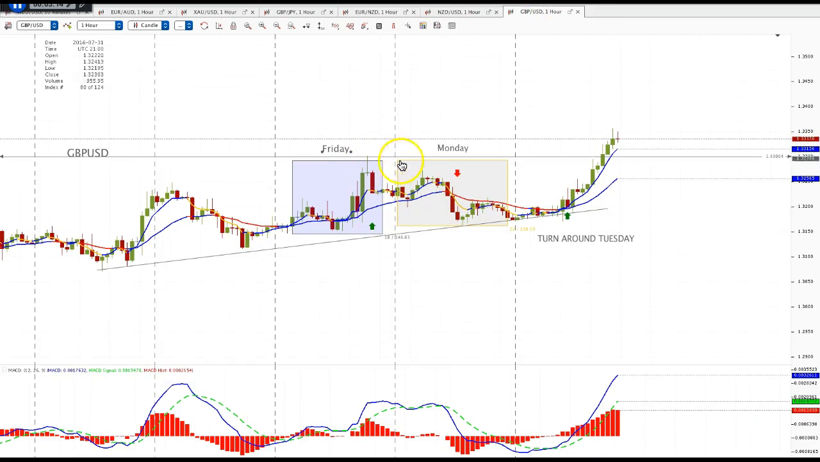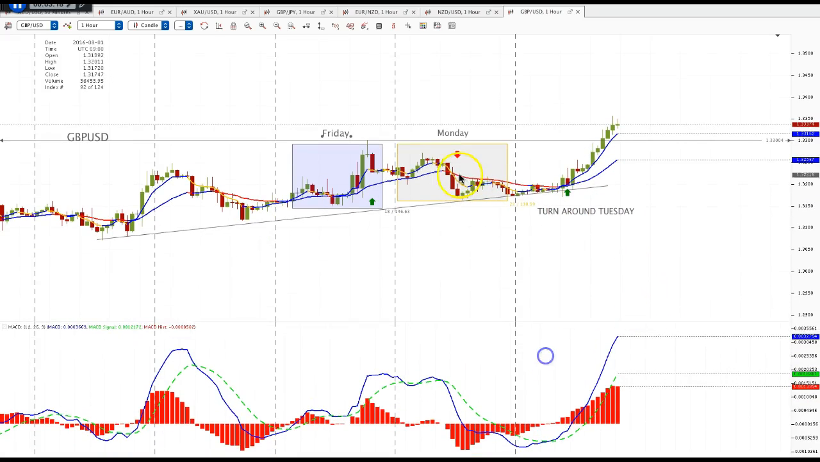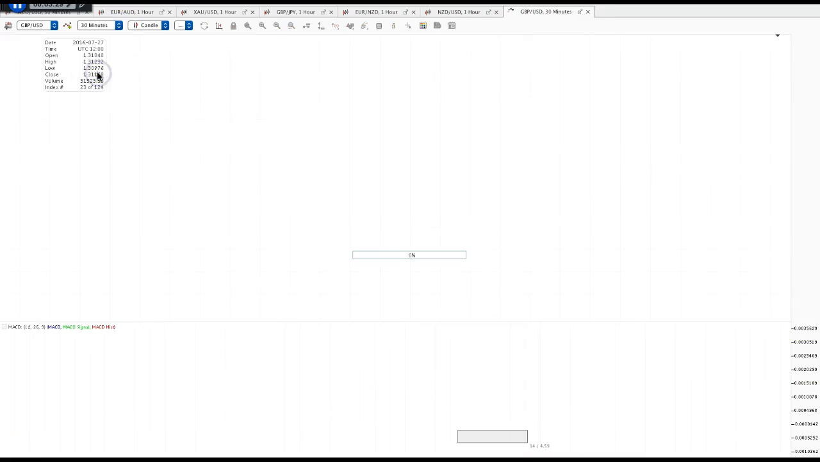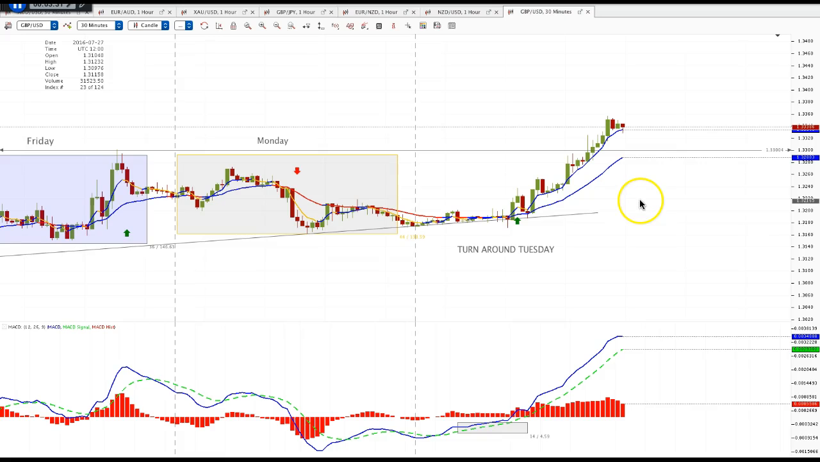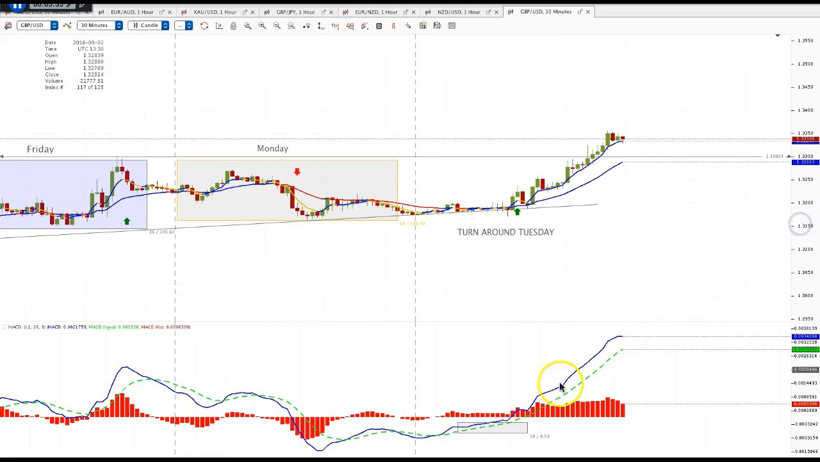Here was the Friday, the Monday retracement, turnaround Tuesday. And again, the two lines of MACD crossing to the upside. Okay, let's go to a 30-minute chart. This is a 1-hour chart. So you can use a 30-minute or 1-hour chart. I prefer using a 30-minute chart simply for an earlier entry. You can get in half an hour earlier, actually.